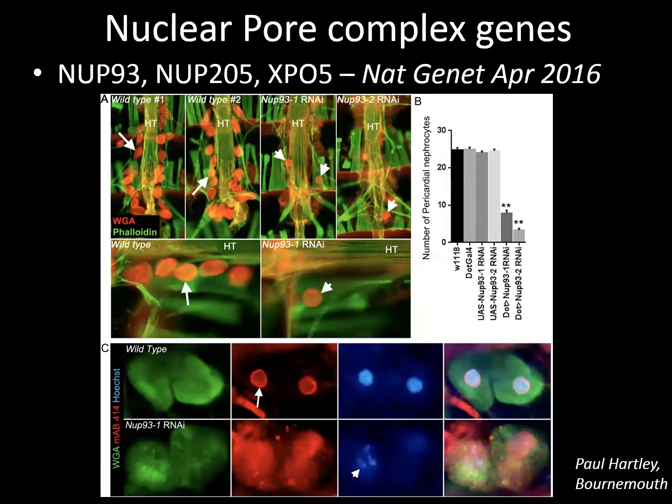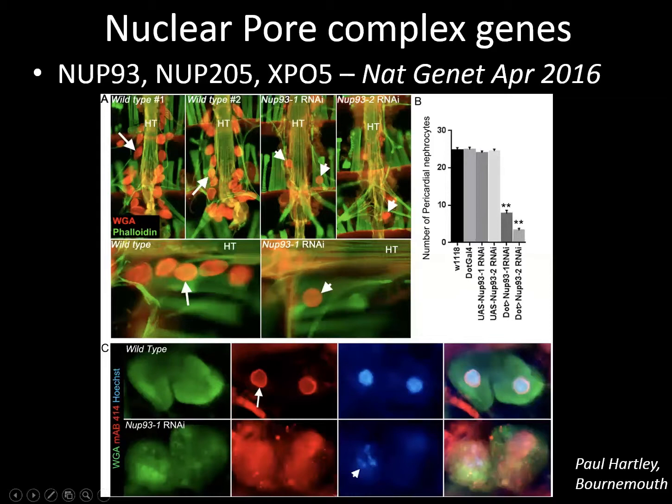So we did this with one of the genes that we found from this cohort, NUP93, and showed, if you look at the very bottom panel compared to the panel above it, so that's the wild type above and the knockout below, the disruption in the nucleus that occurs, and you also get loss of nephrocytes, which is the middle panels.